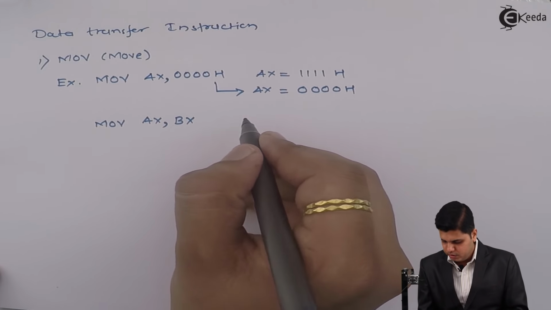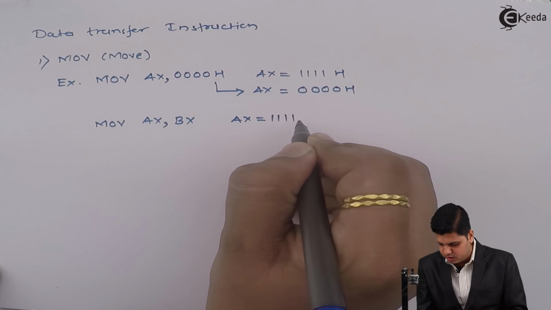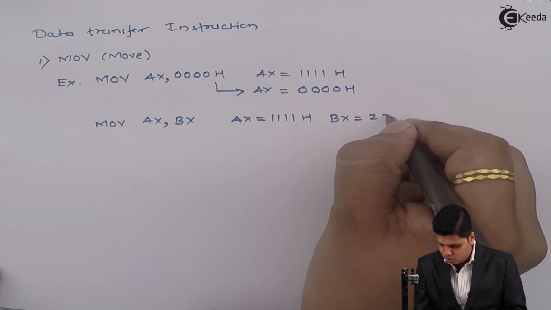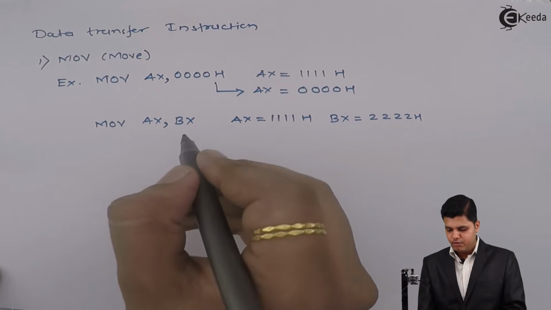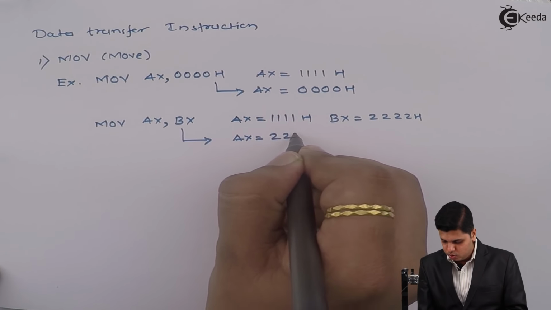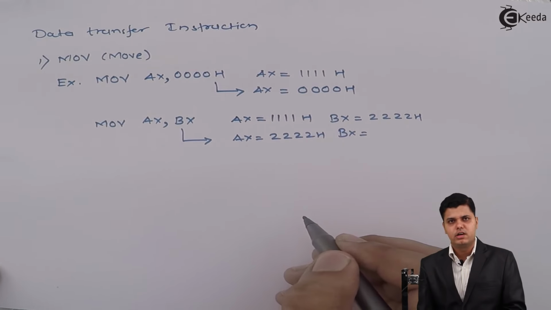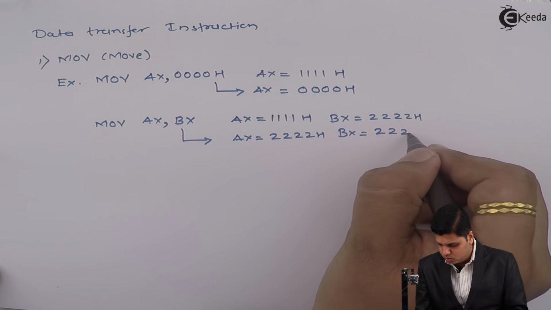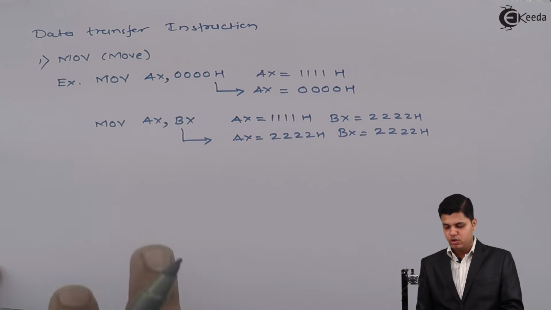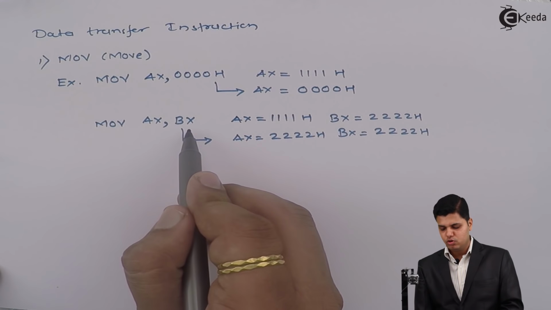For example, the contents of AX before execution are 1111H, and the contents of BX before execution are 2222H. After execution of this instruction, the contents of AX will be 2222H, and the contents of BX, we are not changing, so it is also 2222H. So this is the second example of instruction. Here in the first case the source is an immediate value, in the second case the source is a register.